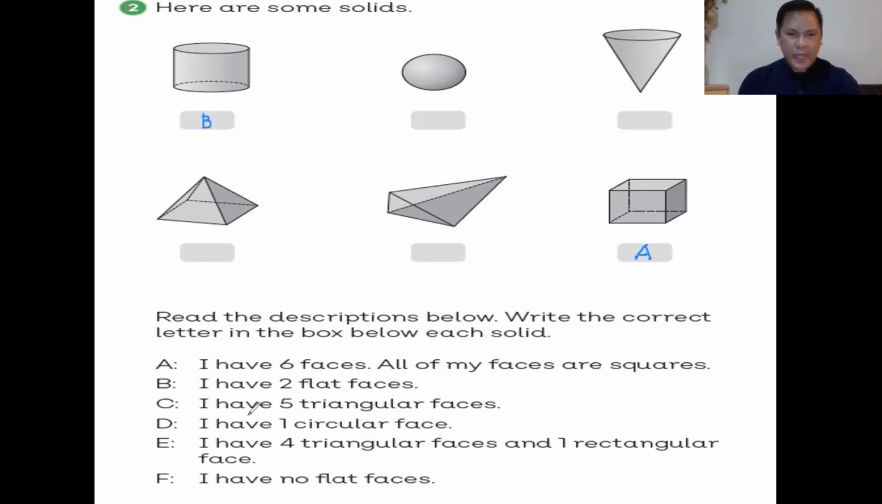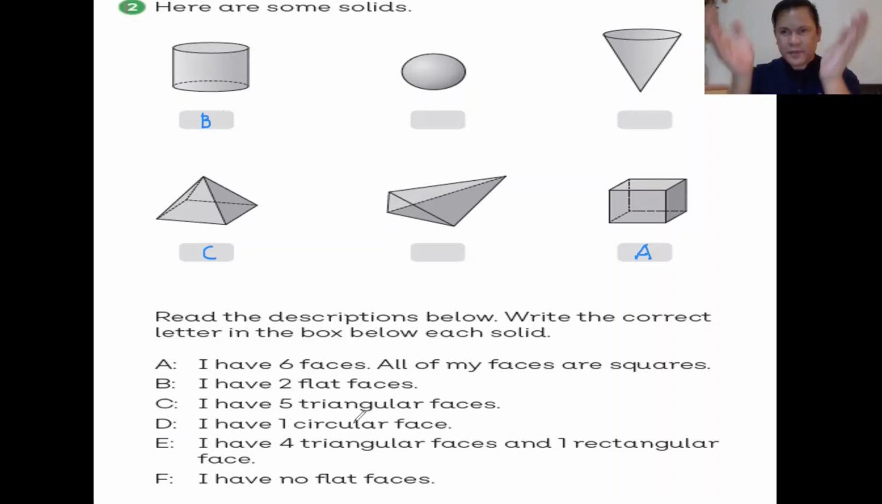Okay, letter C. I have 5 triangular faces. So which has 5 triangular faces? This one, the pyramid, or this one? What do you think? Let's count. 1, 2, 3, 4. I think this one is letter C.